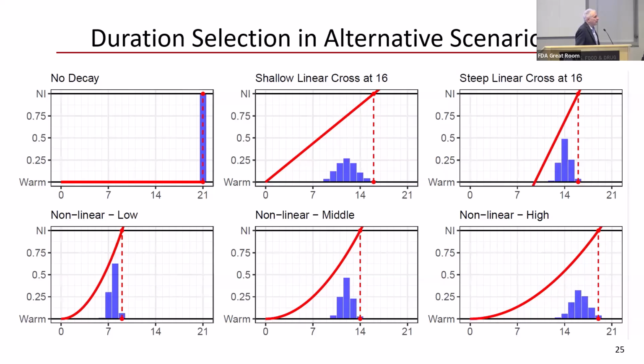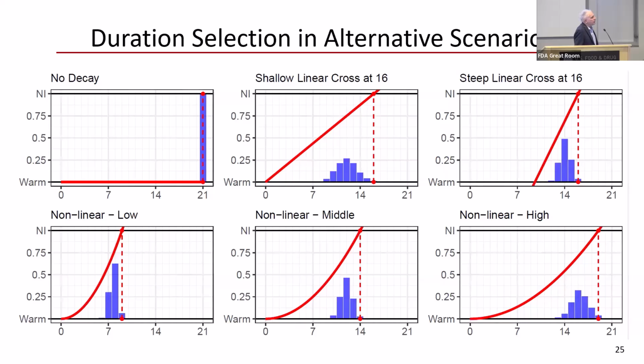for those alternative hypotheses. Starting at the upper left, that's the situation in which warm stored and cold stored platelets have exactly the same efficacy, and there's in fact no decay in that efficacy for cold stored platelets over time. And you can see that the trial is very efficient in correctly identifying that the maximum storage duration of 21 days is the correct storage duration.